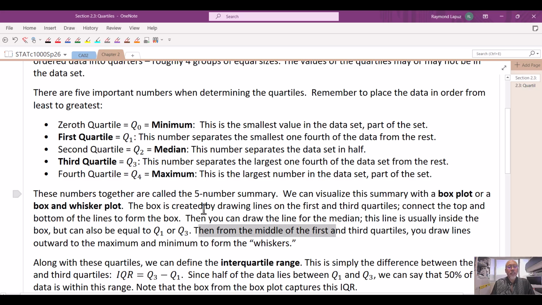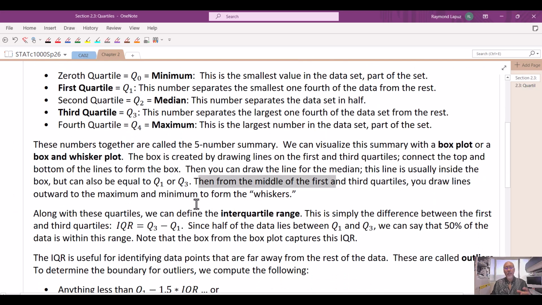Now, when you draw this box, the middle of the box is a representative of something important for us, and that is the interquartile range. The interquartile range, or IQR, is simply the difference between the first quartile and the third quartile. So you do this computation, Q3 minus Q1, to get your IQR. Q1 and Q3 mark the 25 and 75%, so the 50% of the data that is in the middle lies between Q1 and Q3. And that difference between them is the range.